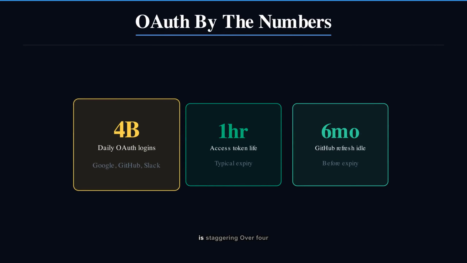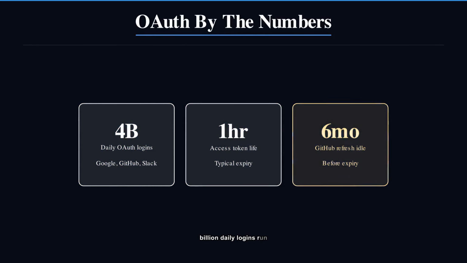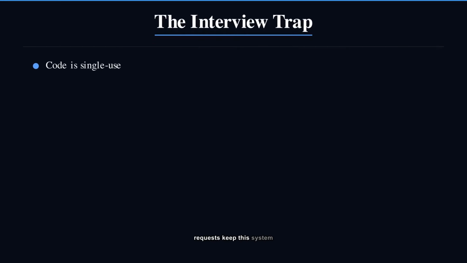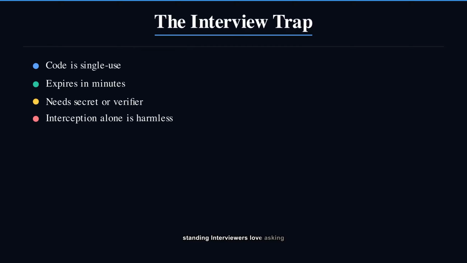Zoom out and the scale is staggering. Over 4 billion daily logins run through OAuth 2.0. Access tokens typically live just 1 hour. GitHub refresh tokens survive up to 6 months of inactivity. Small design choices, multiplied across billions of requests, keep this system standing.